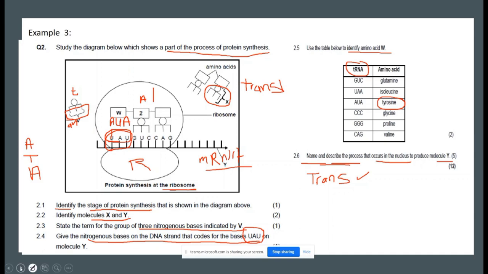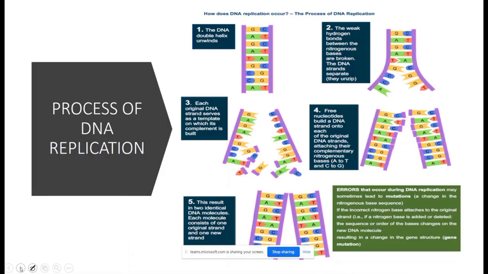Right, we're going to quickly move on because it is already quarter past. Process of DNA replication. I'm not going to go through it. There are five steps involved. Make sure you study the sequence correctly. There I have a double strand, and at the end of DNA replication, I have two identical double strands. This is just a visual representation of the process.